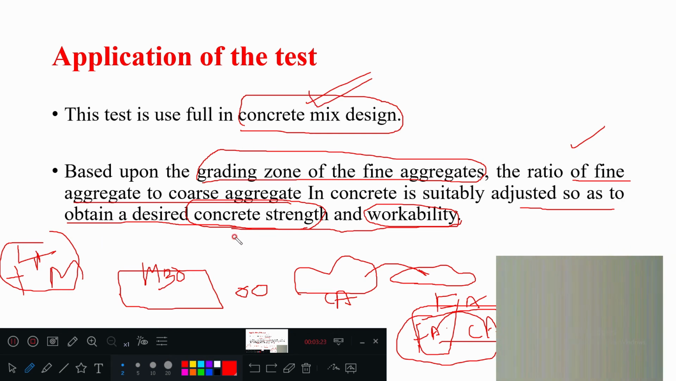You should understand that for the desired concrete strength, mix design is nothing but arriving at the final concrete strength. For M30 the mix design is different, for M40 the mix design is different. In that way, understand that fineness modulus is used in concrete mix design to find out the desired properties of strength and workability. Understand it that way.